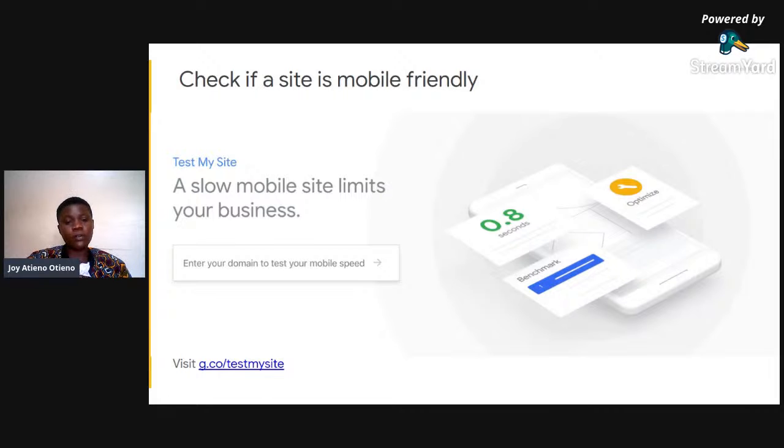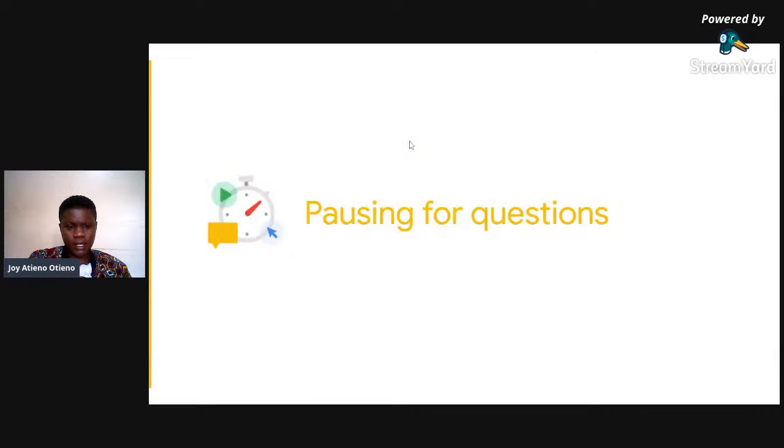So the way that you can check if your website or your e-commerce site is mobile friendly is by visiting g.co/testmysite. A slow mobile site limits your business. So you want to make sure that you understand if your website is slow, if it's not mobile friendly. So go to g.co/testmysite. I'm always going to be sharing this link with you.